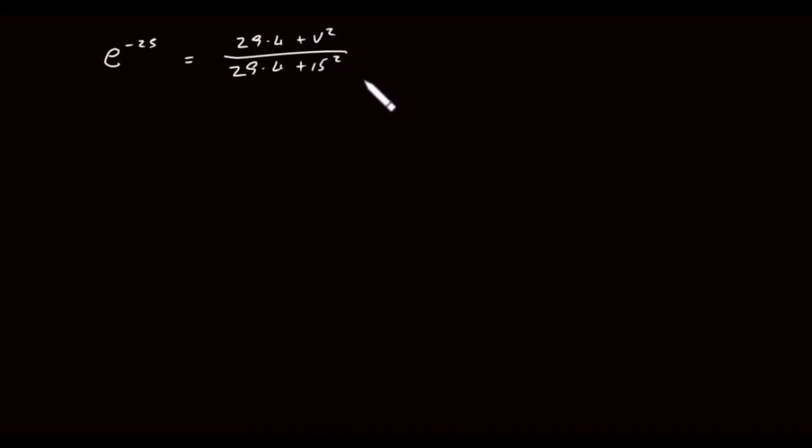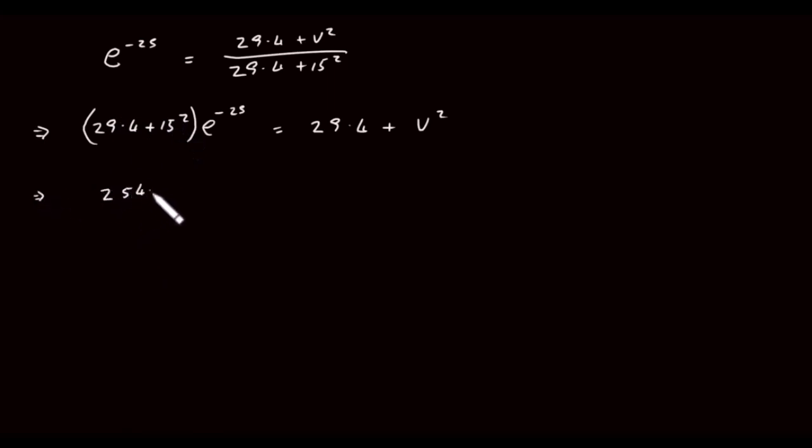Now the idea here is to get v on its own, so I need to isolate this v. So the first thing I'm going to do is multiply across by the denominator. So I've got, let's see, 29.4 plus 15 squared multiplied by e to the power minus 2s is equal to 29.4 plus v squared. Okay, so the next thing I'm going to do is multiply this out. 29.4 plus 15 squared, that's 254.4, e to the power minus 2s.